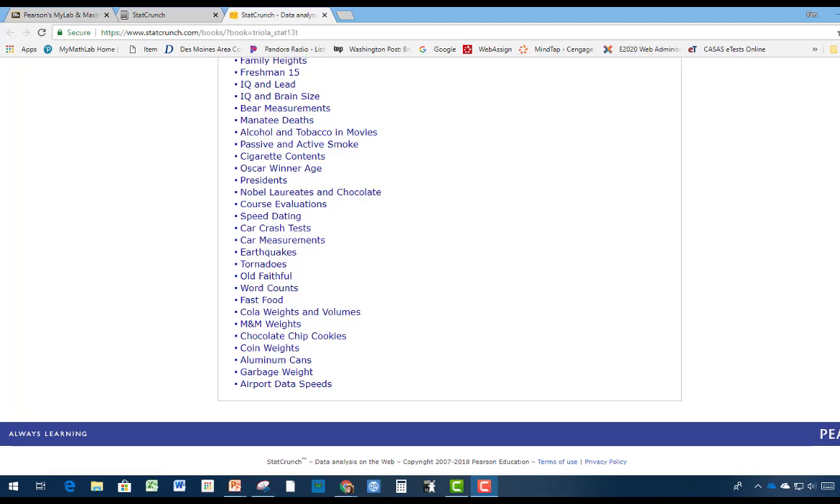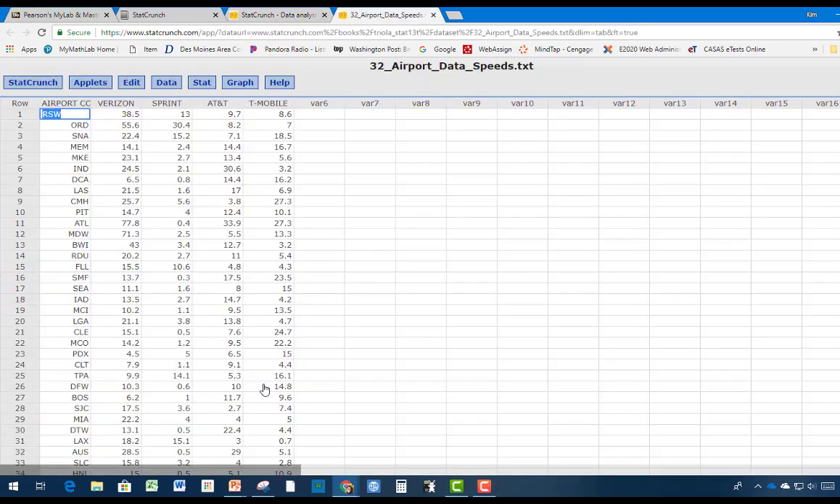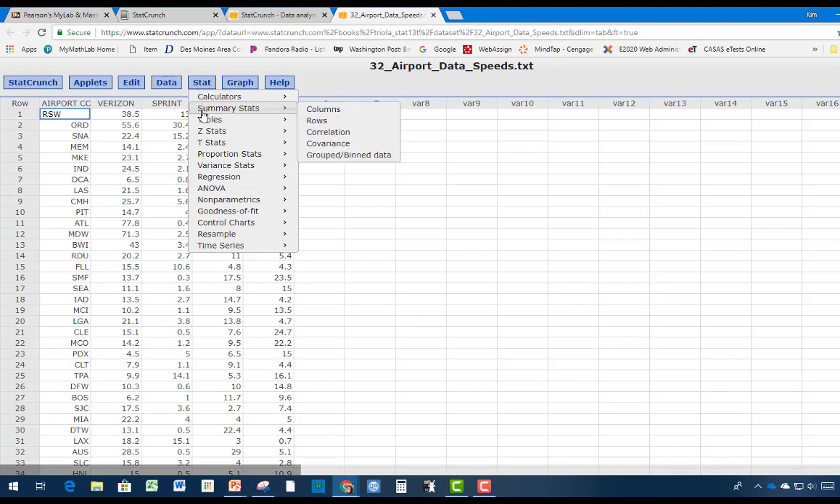Let's go ahead and look at the next example, which is number 26 on page 330, and we're going to be using the airport data speeds from the Appendix B data sets. Okay, so what we want to do is we want to go to data speeds for Sprint and then for T-Mobile. So I'm going to be looking here and at T-Mobile. So I want to do Stat. I want to do T Statistics, one sample. This time it's with data.